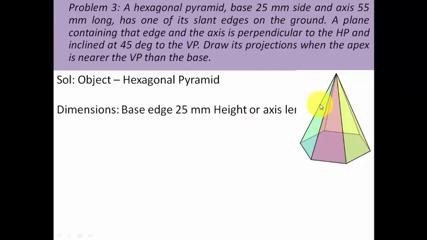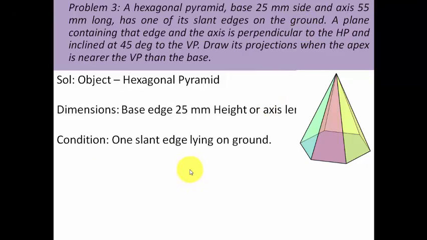Now guys, you can clearly see that there are as many as 6 slant edges, and out of those there is one slant edge which is in absolute contact with the ground or the horizontal plane. So that's going to be our condition, and it should reflect perfectly in the construction that we are about to commence.